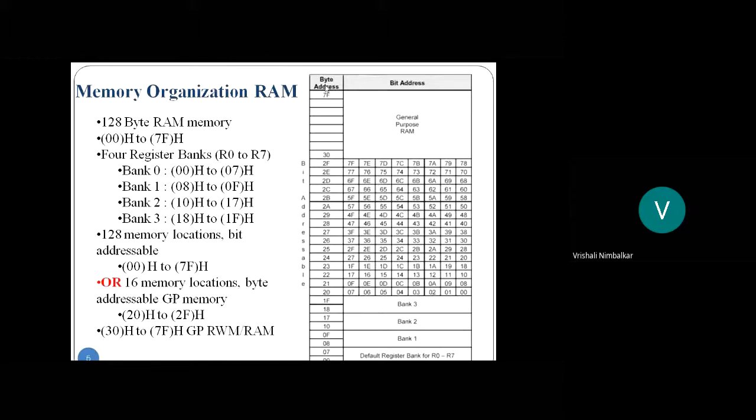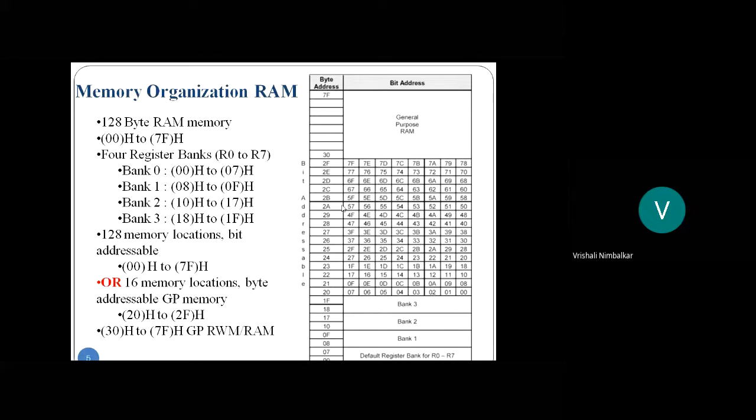So internal RAM memory, we have altogether 128 bytes of RAM memory. The starting address is 00 and the last address is 7F. There are 4 register banks, R0 to R7. By default, bank 0 is selected. That is, R0 to R7 registers of bank 0 are in use. You can change the bank with the help of the PSW register.